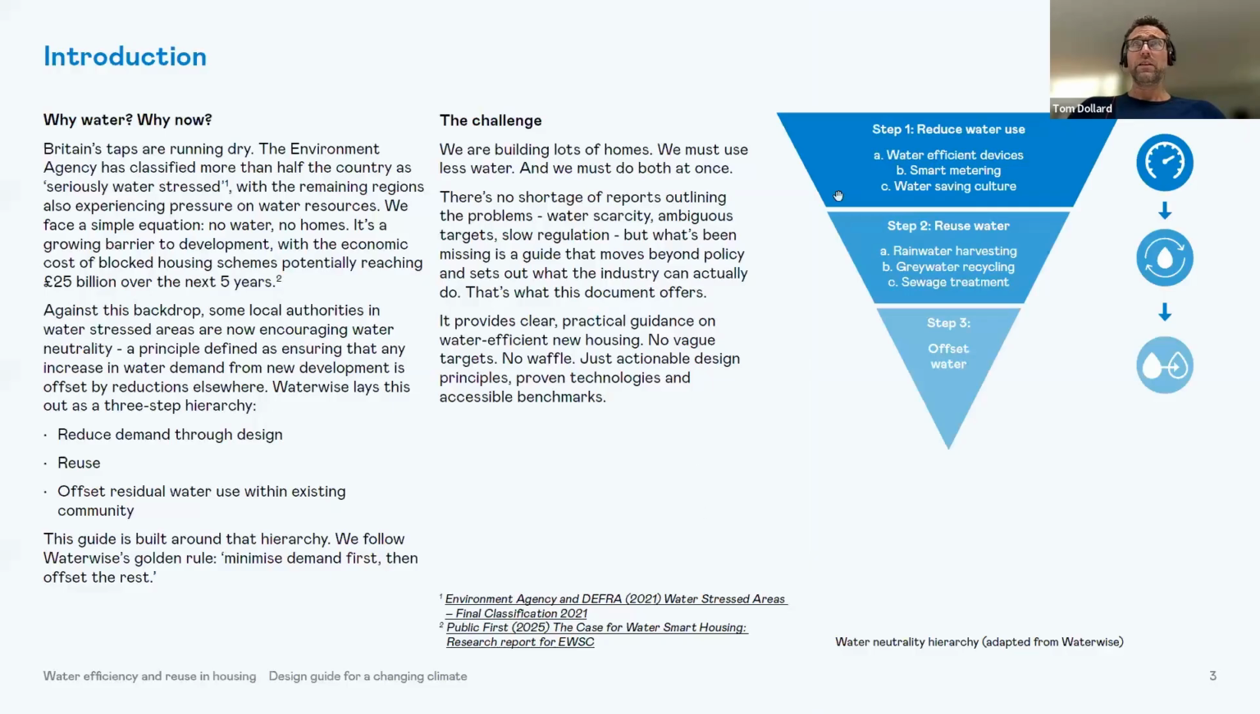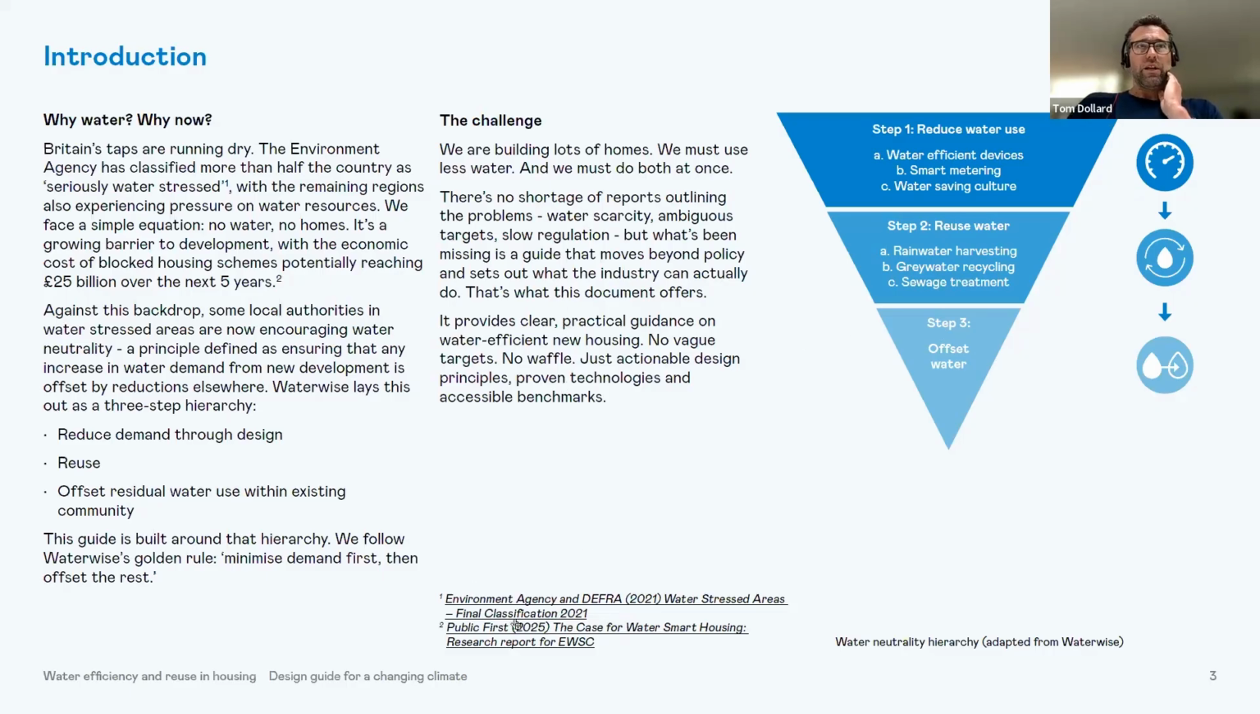I think this one in the introduction is a good one to pause on though. This hierarchy diagram is adapted from Waterwise. I'm sure many of you have seen this, the water neutrality hierarchy. Early on in writing the guide, we realized that this was key to the framework and key to the solution. It starts with step 1, water reduction, step 2, reuse water, and then step 3, offset. We found there were various versions of this, with some local authorities referring to it and some not, so we wanted to clear it up and explain it in a relatively simple way.